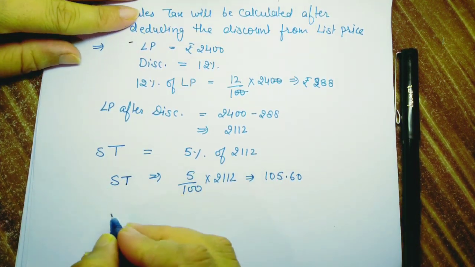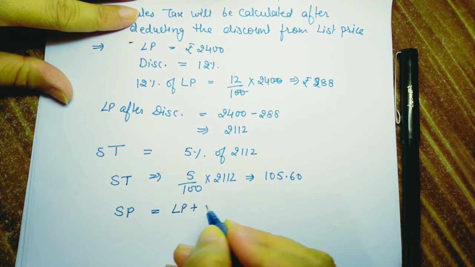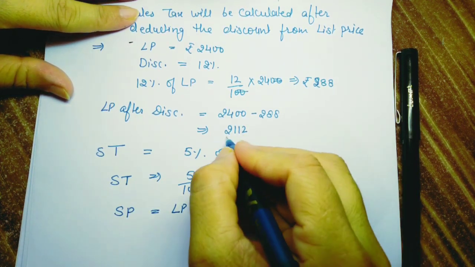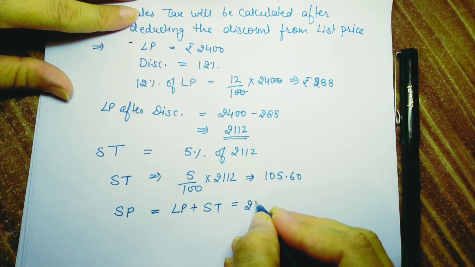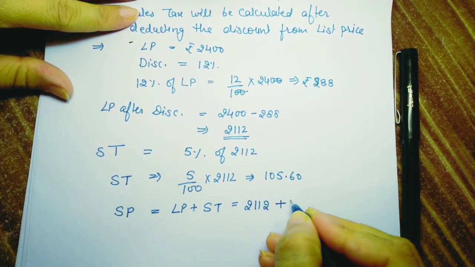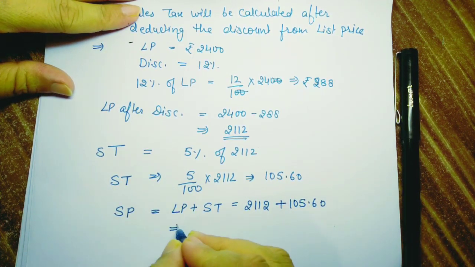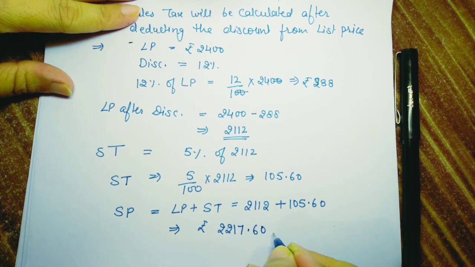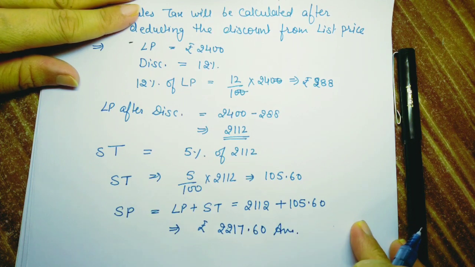And students, as we know very well how to find the selling price: list price plus sale tax amount. After deducting the discount, we take that as the list price, that is 2112 plus 105.60. After adding this, we get the amount 2217.60. This is our final selling price that is paid by the customer.